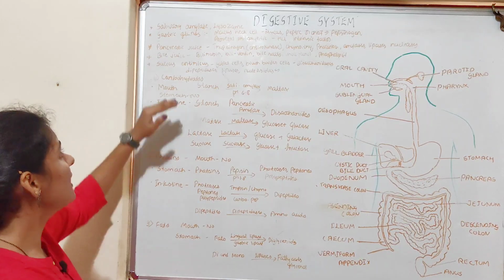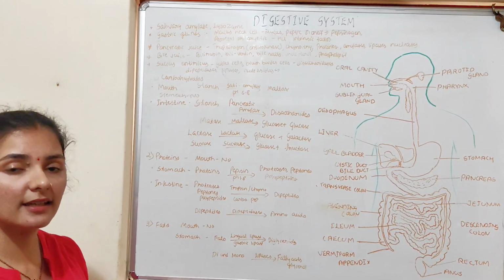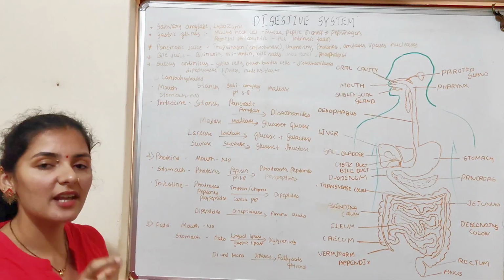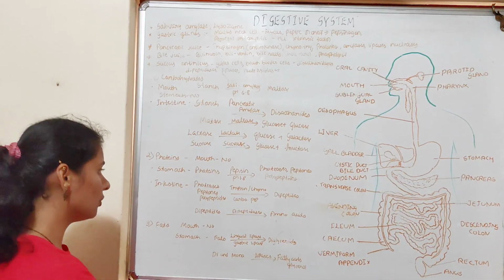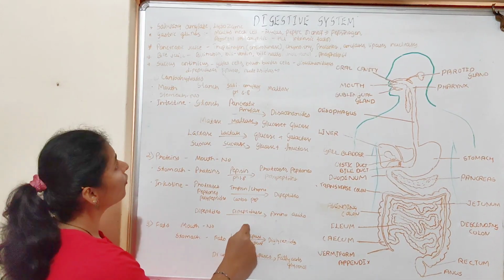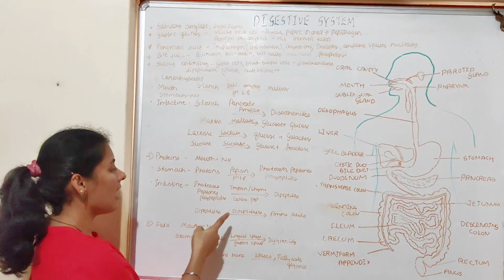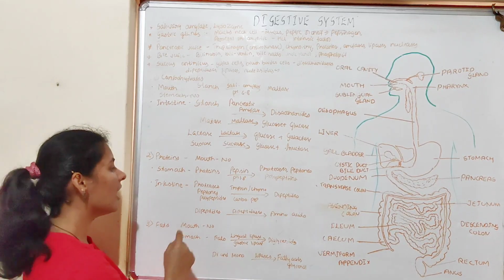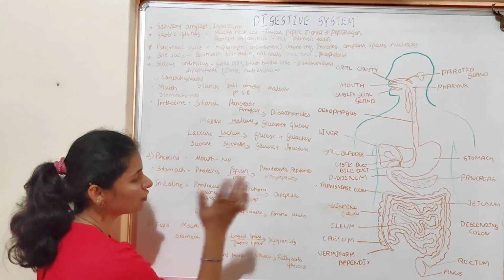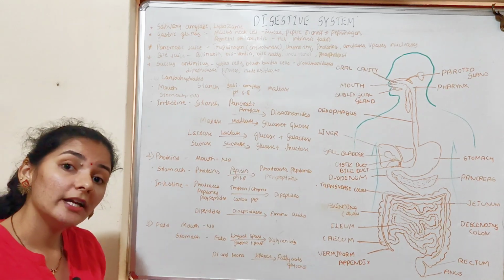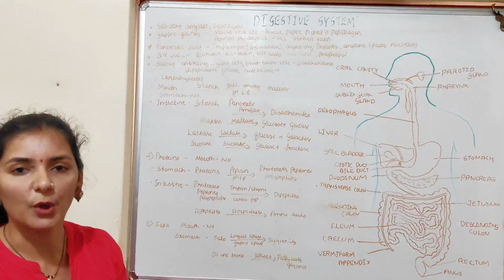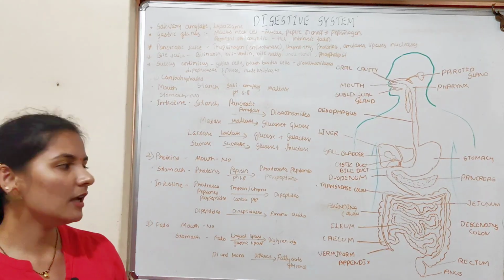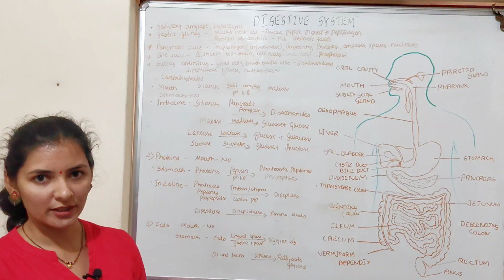And you know that succus entericus, that is intestinal juice, consists of dipeptidases, which act on the dipeptide. So the dipeptidase enzyme of the succus entericus acts on the dipeptide, that is the end product of the previous reaction, and converts dipeptides into amino acids. So amino acids are a very simple soluble form, and these amino acids are later absorbed by the mucosa layer of the small intestine.